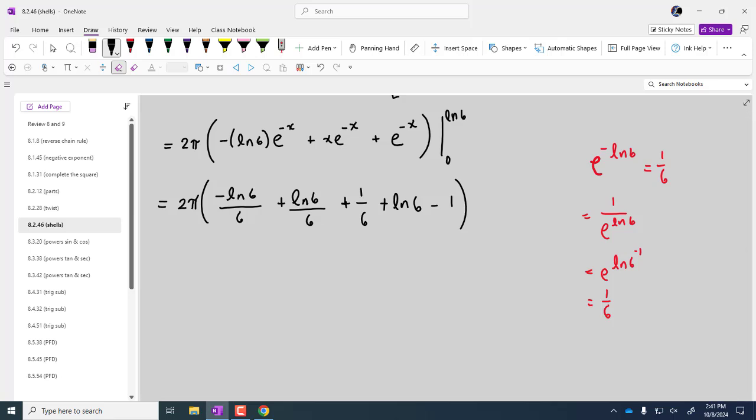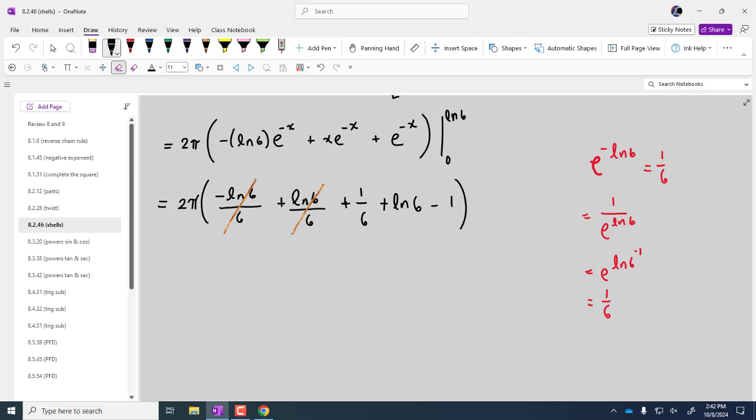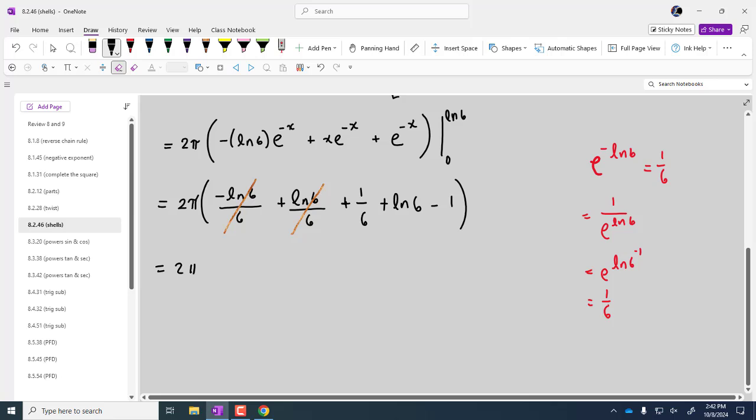Little bit of cancellation. That and that are going to go away. And a tiny bit of simplification. We're going to have 1/6 minus 1. That's going to be negative 5/6. And then plus natural log of 6.